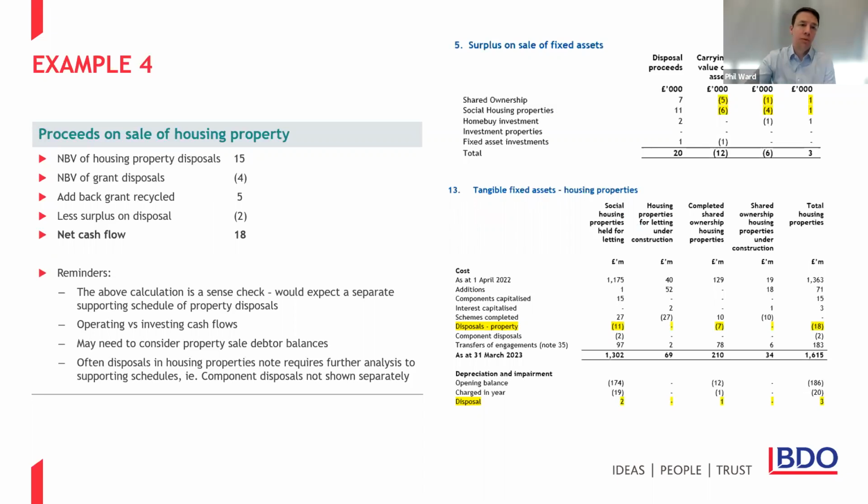In terms of proceeds on sale of housing properties, this is one that again is quite often not correctly analysed in the cash flow statement. You should be able to get pretty close to this from the notes if the notes are in sufficient detail. So I would expect the cash flow from proceeds on sale of housing properties to be very close to the figure that's disclosed in the surplus on sale of fixed assets note.